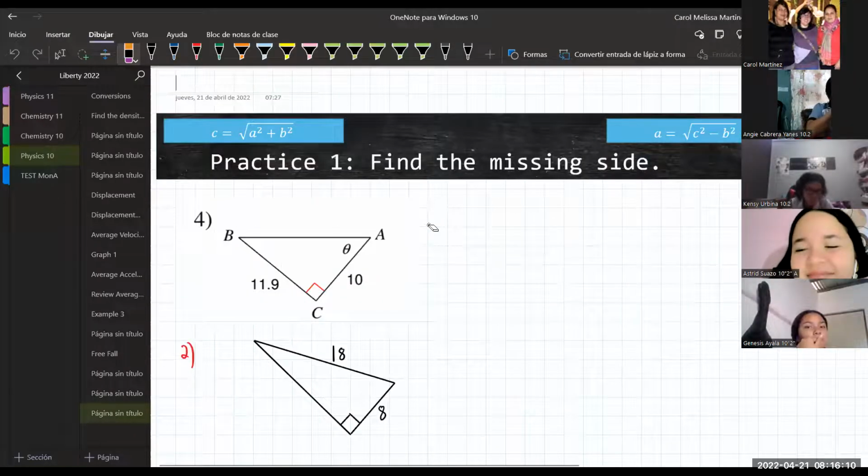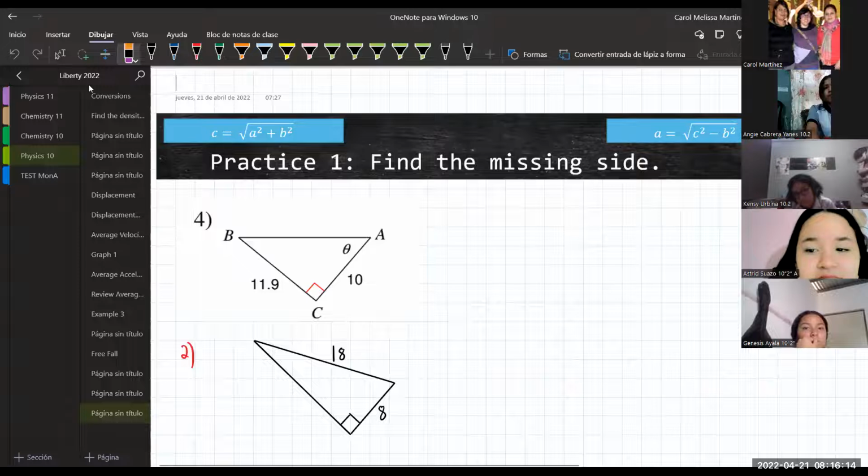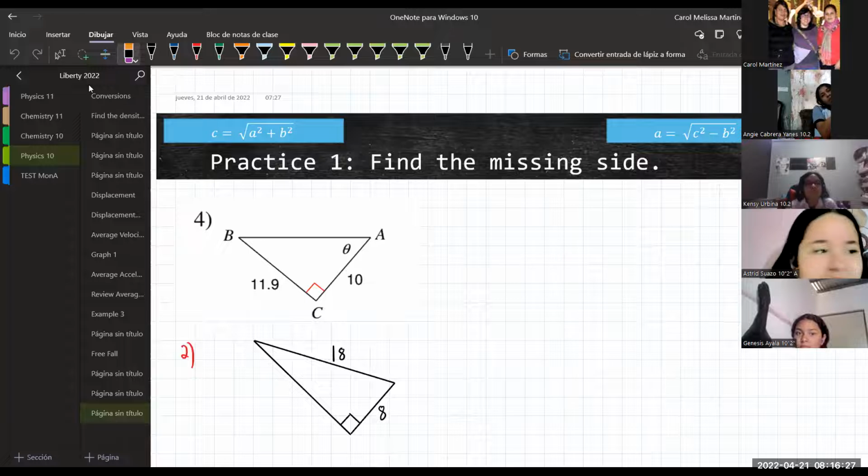So, okay, this is what we have. The instruction says, find the missing side, and I give you 2 formulas. Take a look, I'm giving you 2 formulas over there that are in 2 blue boxes. What do we need to do when we need to find the missing leg or the missing side? We identify what type of side we are missing.